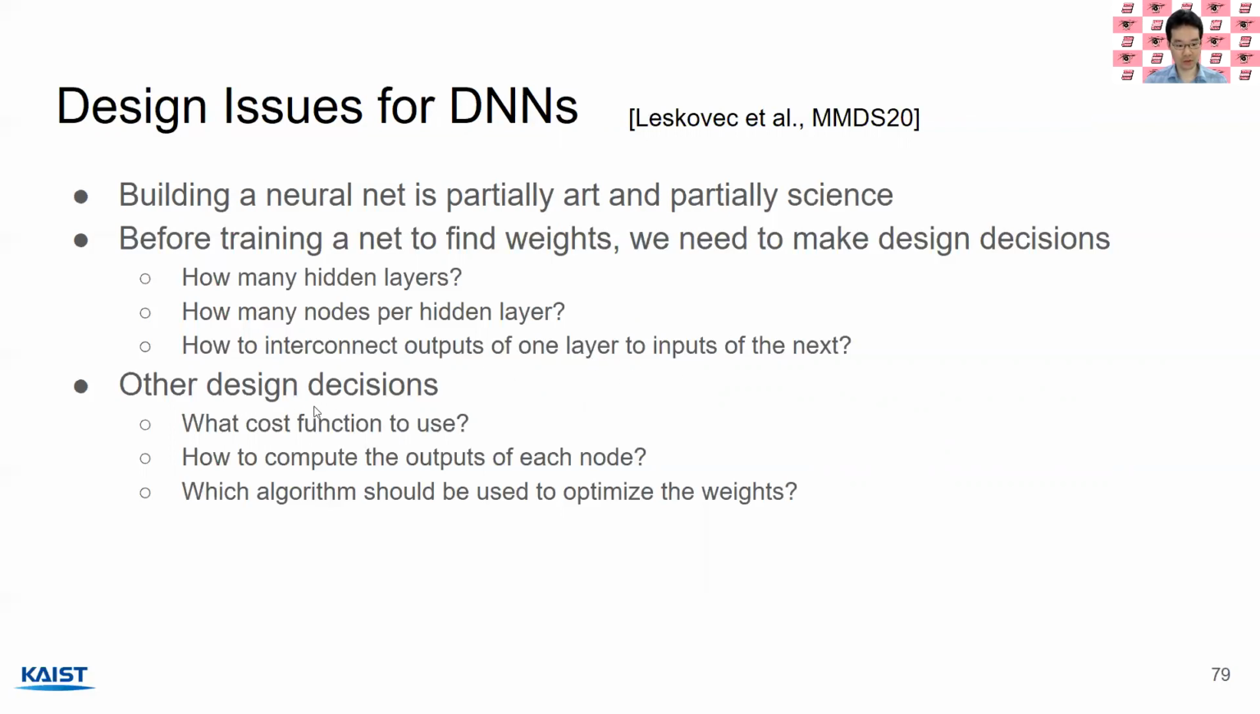Other design decisions are what cost function to use. This function is used to measure just how incorrect a prediction is compared to the correct label. How to compute the outputs of each node, and which algorithm should be used to optimize the weights. All of these issues you need to worry about, and there are many references for helping with these design choices. One reference that I find useful is from Jure Leskovec, Mining of Massive Datasets.